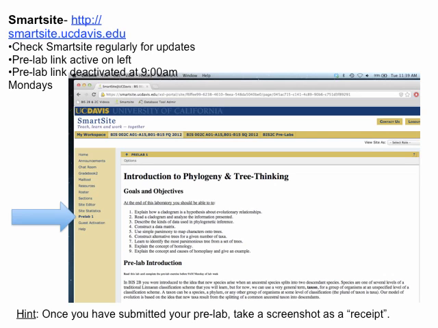Okay. This is the Smart Site. I just wanted to point out the pre-lab is there. Again, the screenshot thing is really helpful if you are at all worried about protecting yourself from missing the lab. Okay. Any other questions?